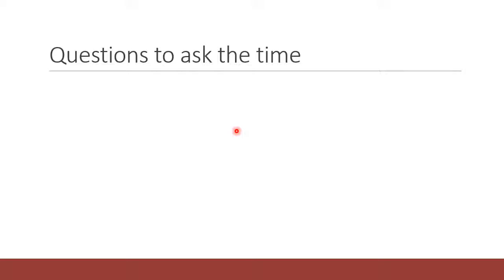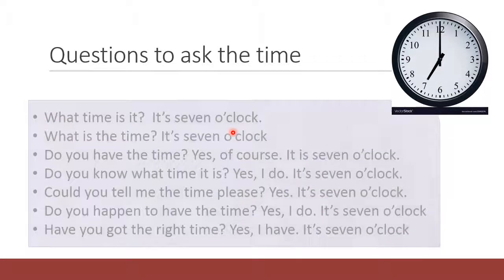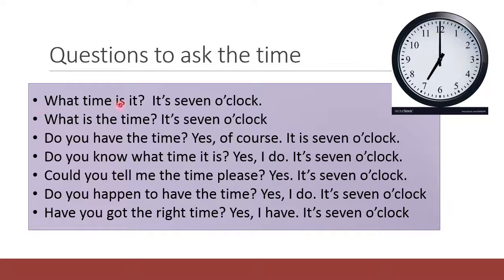Questions to ask the time. So we already checked the first question. What time is it? So notice how we referred with the pronoun it to talk about the time. It's 7 o'clock. What is the time? It's 7 o'clock. Do you have the time? This is a different question using the auxiliary do. Yes, of course. It is 7 o'clock. Do you know what time it is? Yes, I do. It's 7 o'clock.